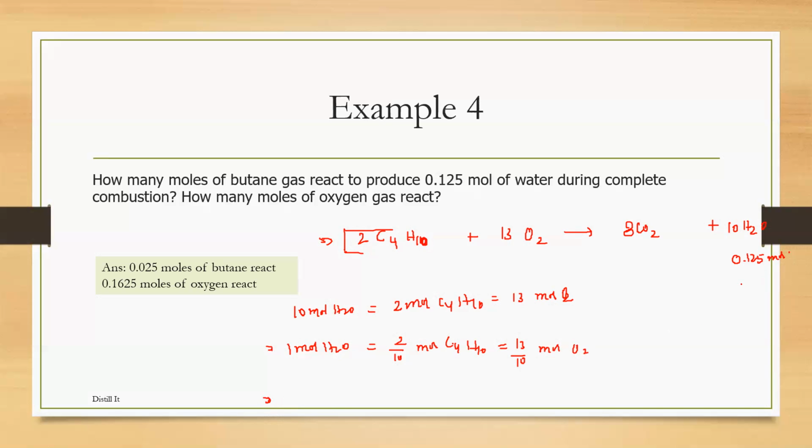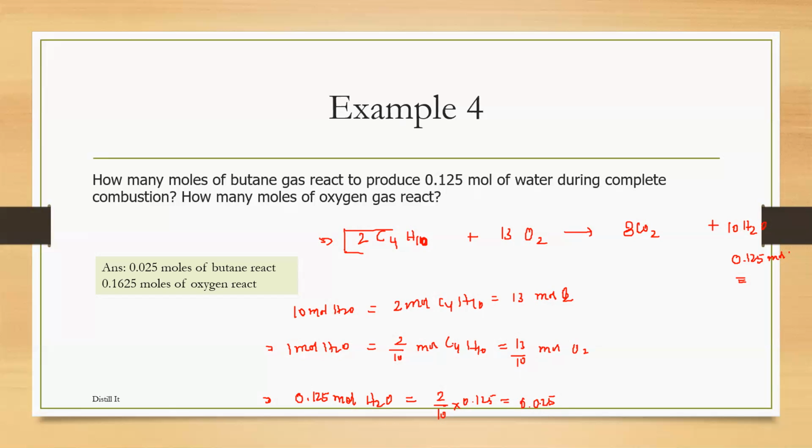Therefore, 0.125 moles of water would imply 2 by 10 into 0.125 moles of butane, which is equal to 2 by 10 into 0.125, which is going to be equal to 0.025.